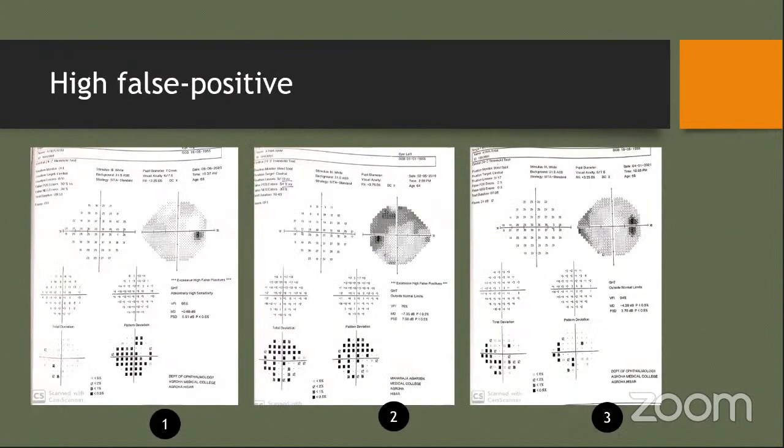Like in this field, which is of a glaucoma suspect patient, where we don't want any false positivity, from field 1 to 3 on repetitive testing we see the false positive rate has come down and the field has improved drastically, to set a baseline field for this patient.